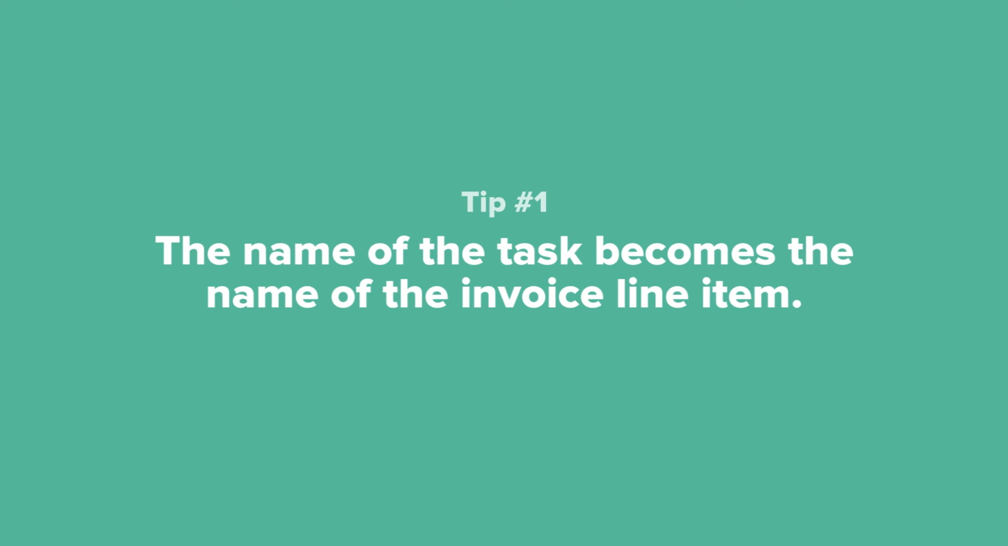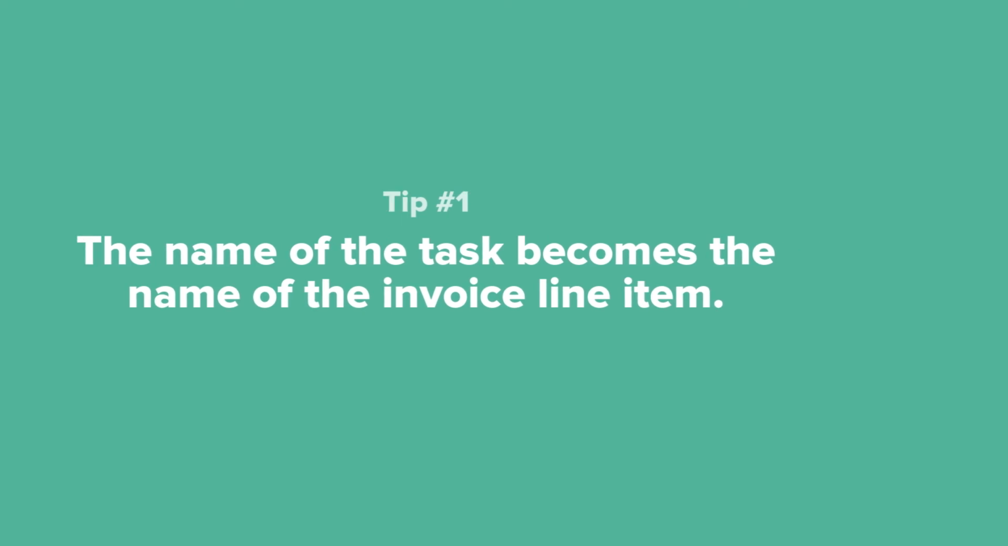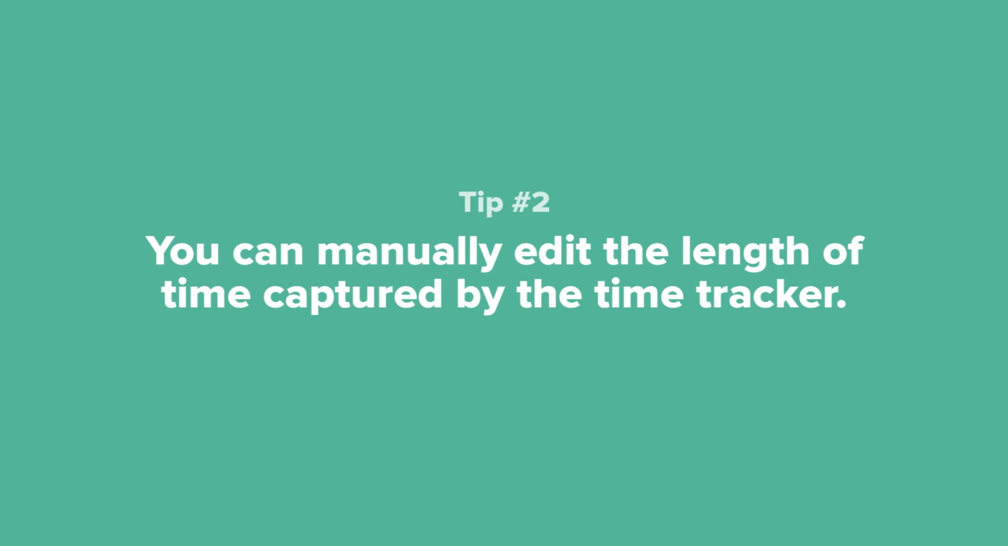Tip number 1. The name of the task becomes the name of the invoice line item when you apply the entry to an invoice. Tip number 2. You can manually edit the length of time captured by the time tracker. This is helpful if you'd like to round up to the nearest minute or hour.